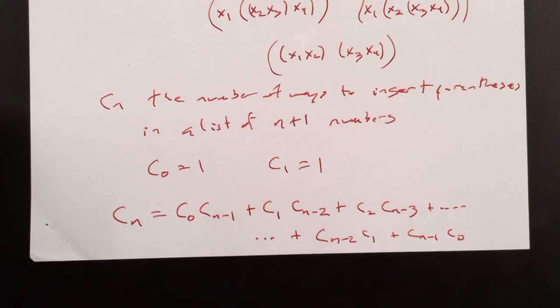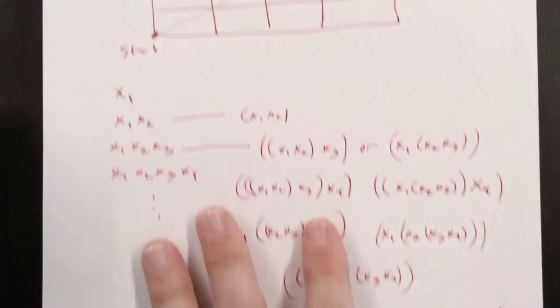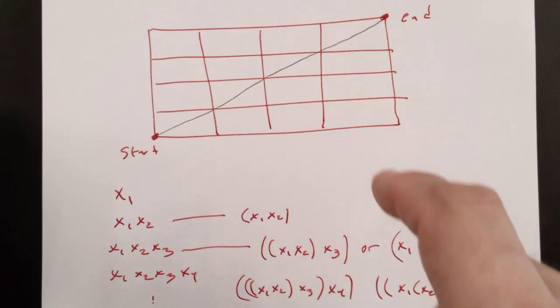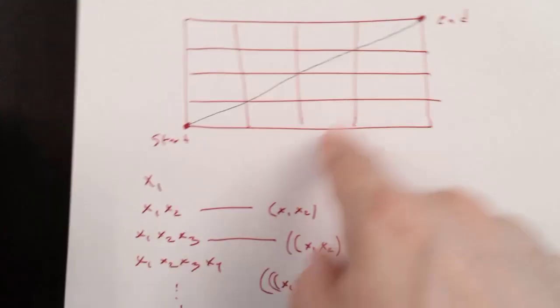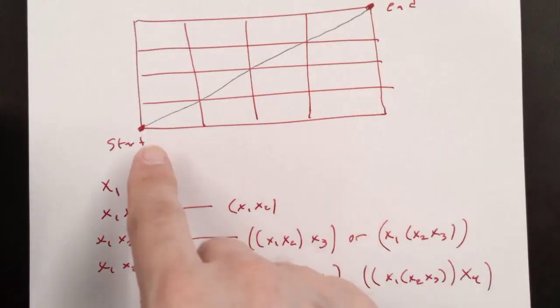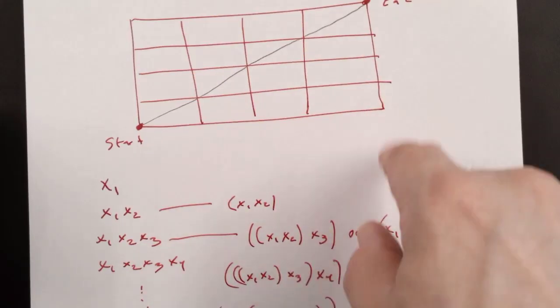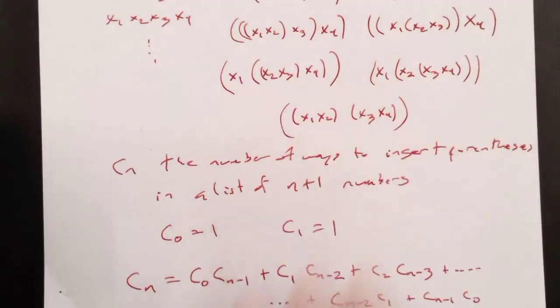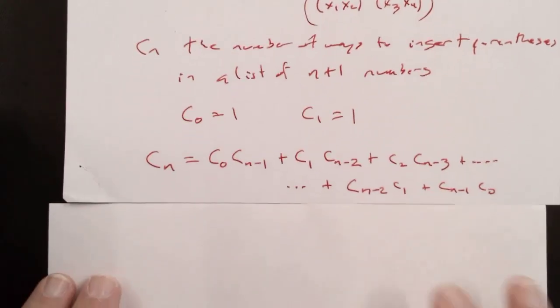You ready for the weird part? This number is the same as this number. C4, 4 by 4, sorry, this is C5 because it's 5 over 1, 2, 3, 4, 5. 5 over 5 up. Those are the same numbers. This particular relationship, these are called Catalan numbers.